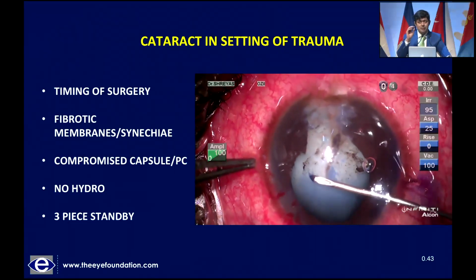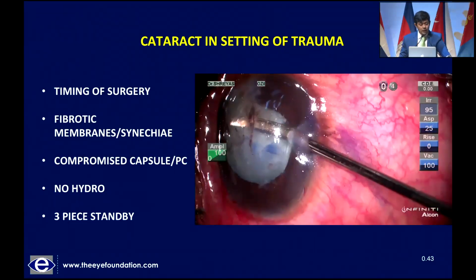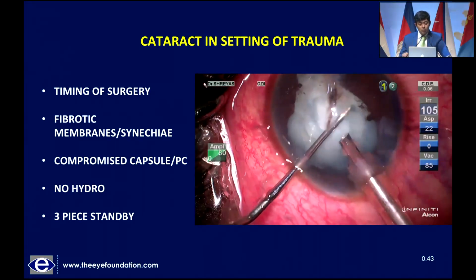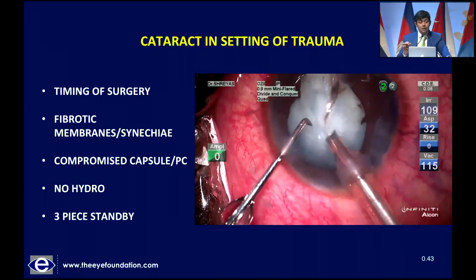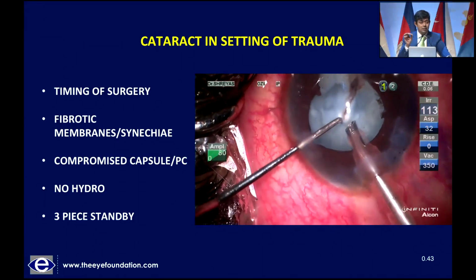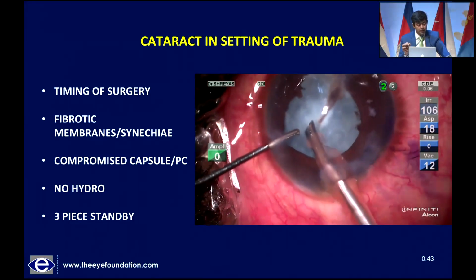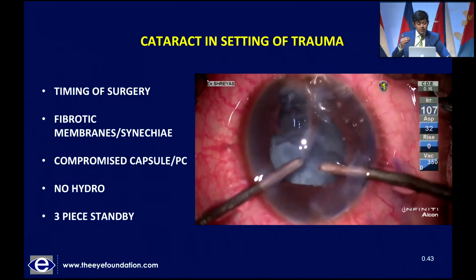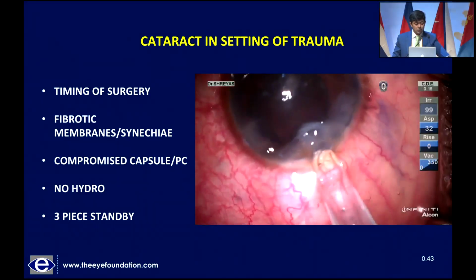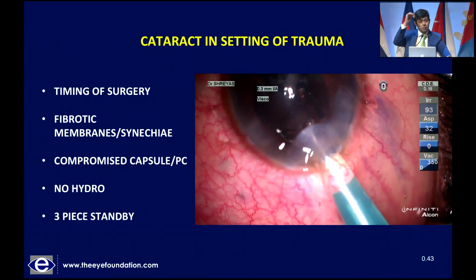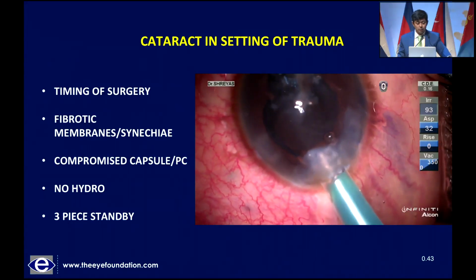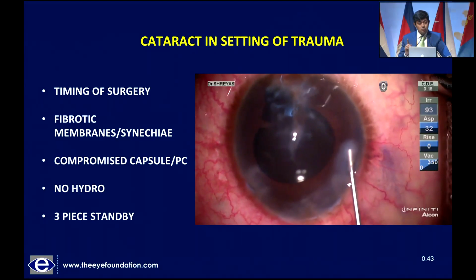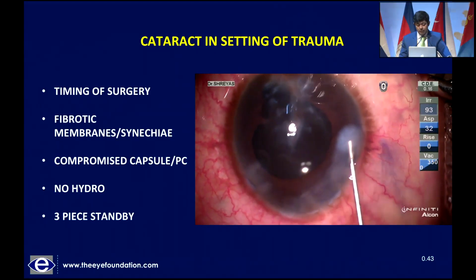Even if the patient has a significant cataract, it's perfectly all right to wait, because once the visibility improves, it definitely makes the cataract surgery easier. You are bound to have some fibrotic membranes and synechiae. It's very likely that the trauma has compromised the capsule, not just anteriorly, but also posteriorly. So avoid a hydrodissection in these cases, keep a 3-piece IOL standby, and gently tease out the cortex and epinuclear sheet, because there is a very high likelihood that what pierced through the anterior capsule might have also injured the posterior capsule. So being ready for these situations is very important. Ensuring that suture removal has been completed is important in terms of your biometry.